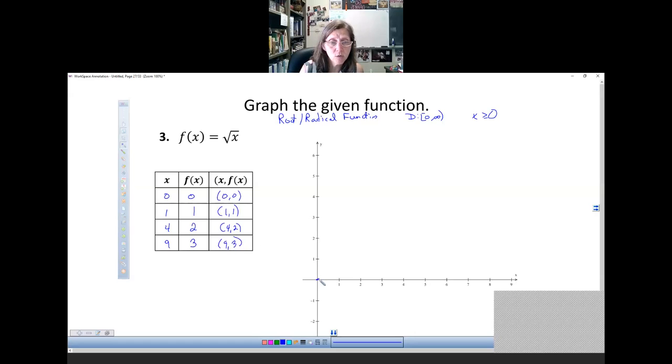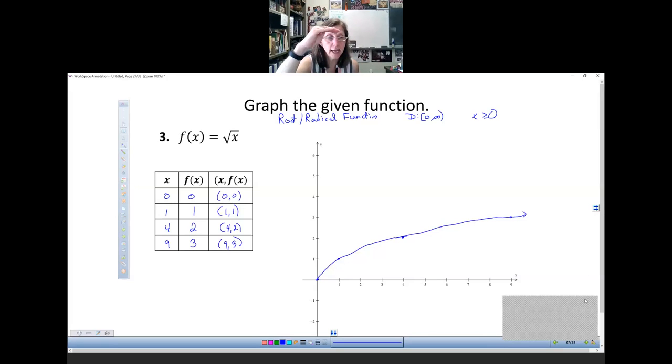So (0, 0), (1, 1). Now it comes all the way out here to (4, 2), and then (9, 3). And what this graph looks like, and it actually is, is a parabola that somebody turned on its side and chopped in half. Okay, so it is what I call a sideways half of a parabola. They took the parabola, chopped it in half, and turned it sideways, and that's what it's going to look like. The range for this function is 0 to positive infinity.